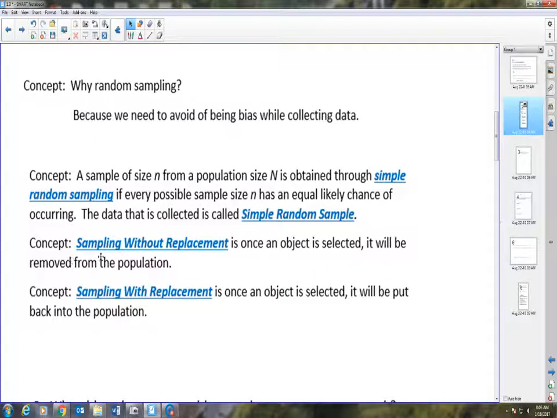Alright, this concept called sampling without replacement means once an object is selected, it will be removed from the population. So for example, I can draw a card from a standard deck. If I don't put the one that I draw back in the deck, that will be without replacement. If I put the card that I draw back into the deck, that will be called sampling with replacement. We'll talk about these two terms in a later chapter.